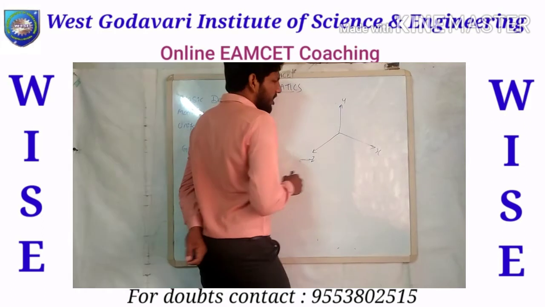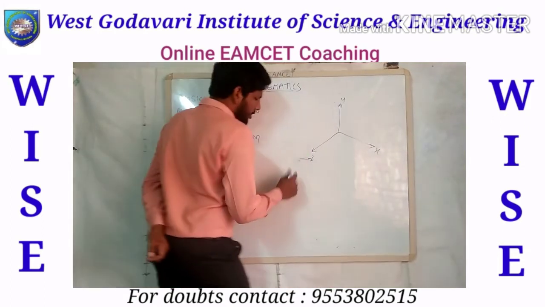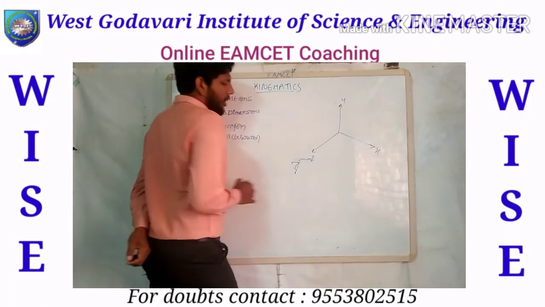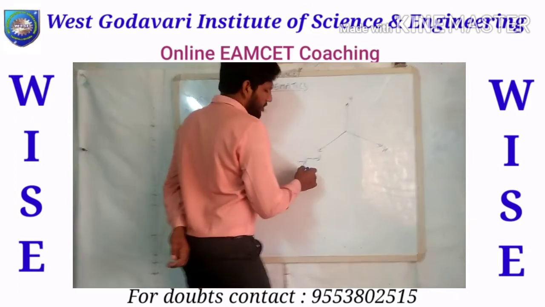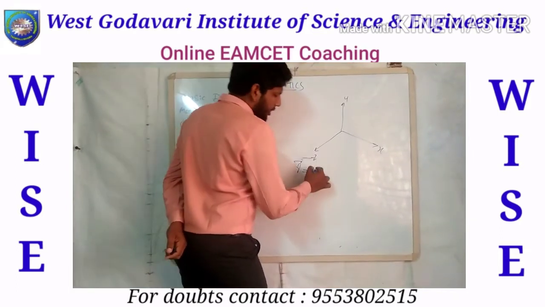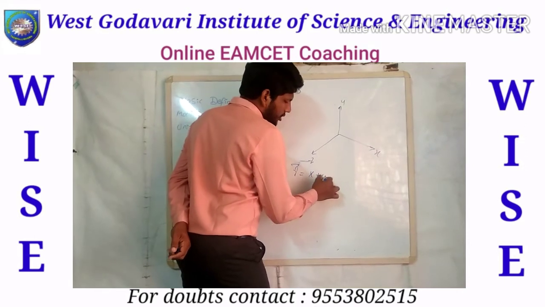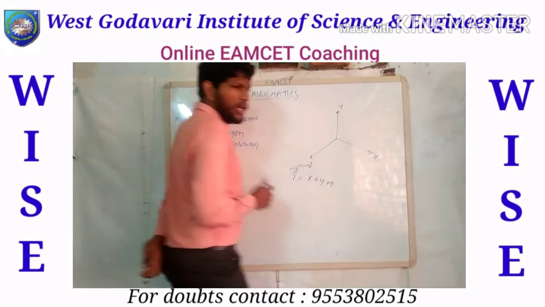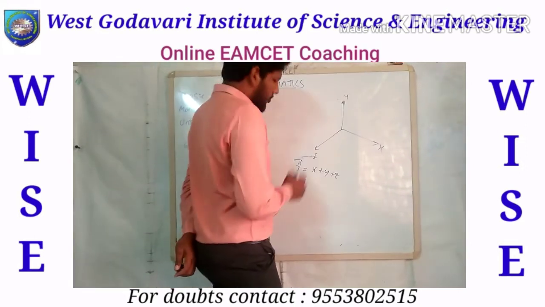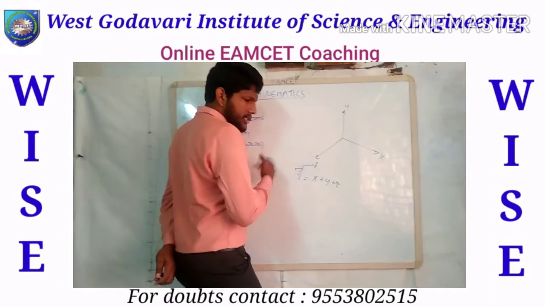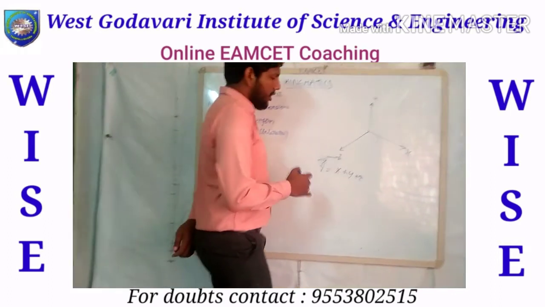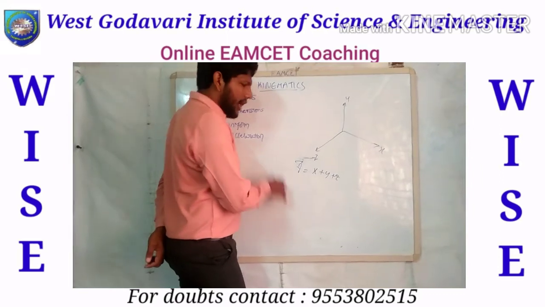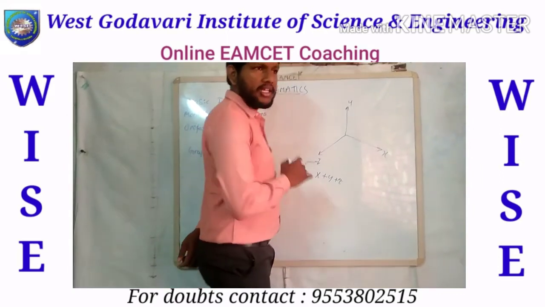So in those directions, if r is the acceleration or velocity in the direction, you can write x plus y plus z. This is the total acceleration or total velocity. If you consider r as the velocity, this is the total velocity of the object, and if you consider the acceleration, this will be the total acceleration of the object.